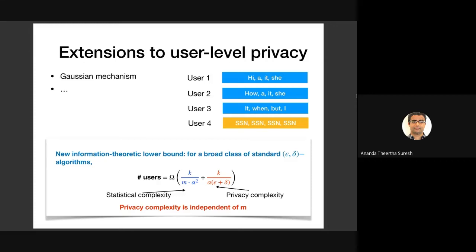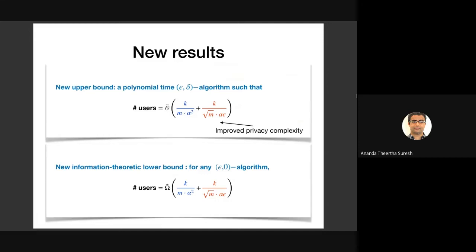So we investigated further and we proposed a new algorithm. I'll come to the details in a bit, but our main result is as follows. We propose a new polynomial time epsilon-delta algorithm such that the privacy complexity goes to zero as 1 over square root m. And we also show that this is near optimal by proving an information-theoretic lower bound. For any epsilon-0 algorithm, one incurs a privacy penalty of k divided by square root m alpha epsilon.